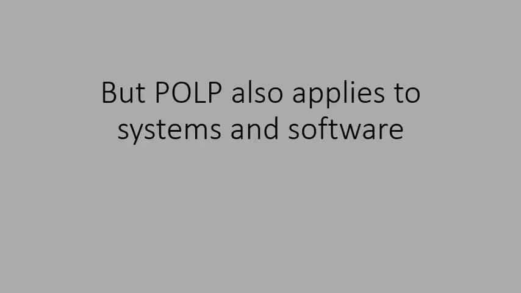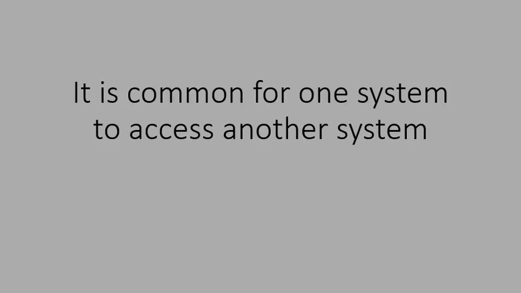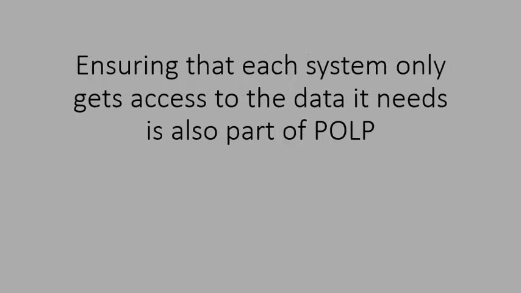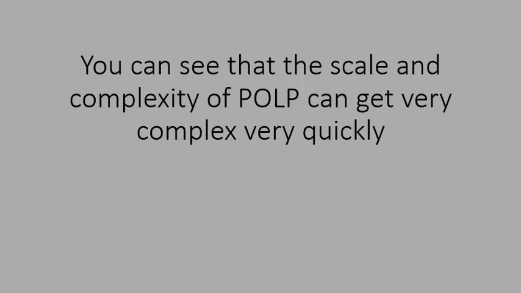But the principle of least privilege doesn't just apply to people, it also applies to other systems and software. It is common for one system to access another system. For example, a database system may hold data for multiple applications. Ensuring that each system only gets access to the data it needs is also part of the principle of least privilege. You can see that the scale and complexity of the principle of least privilege can get very complex very quickly.